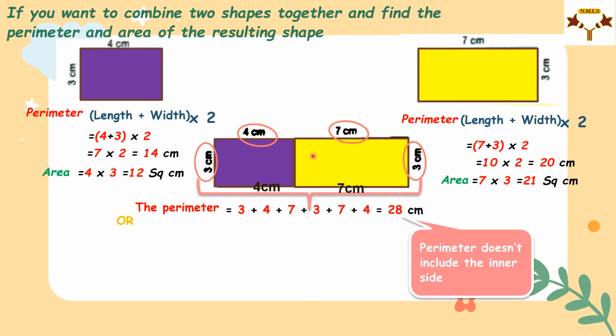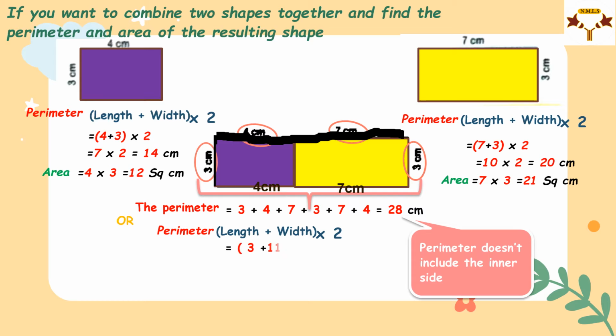Or if you want to get the perimeter in another way, I have here the width is 3 and the new length will be all of this one. I'm gonna use the highlighter to show you. So here the width is 3 and the new length will be this 4 for purple and the 7 for yellow. So all of this new length will be 4 and 7, it will be 11. So the perimeter will be length plus width times 2. So 3 plus 11 times 2, so 14 times 2 equals 28 centimeters.